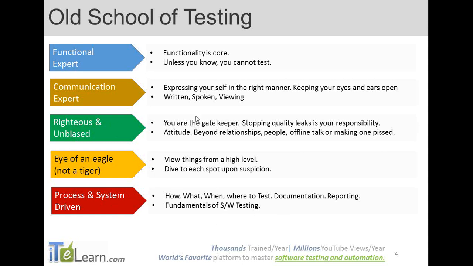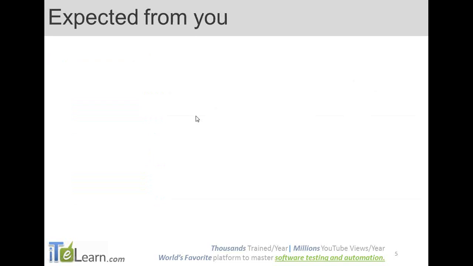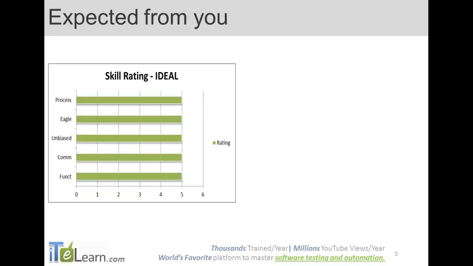So each of these aspects has its own weight. What is really expected from you, let's say on a scale of 6 or even on a scale of 5? This is the ideal expectation that a company, a team, someone who wants to recruit you, someone who wants to promote you to the next stage will expect from you. How good you are in process, how good you are with your eagle eyes, are you unbiased, how are your functional skills, how are your communication skills. And this is the ideal candidate.